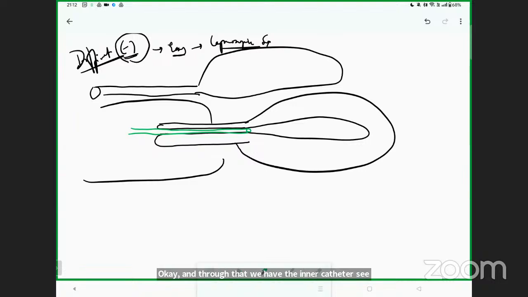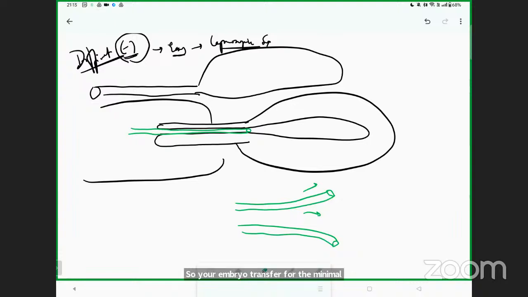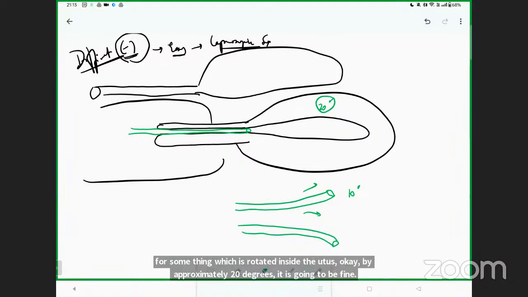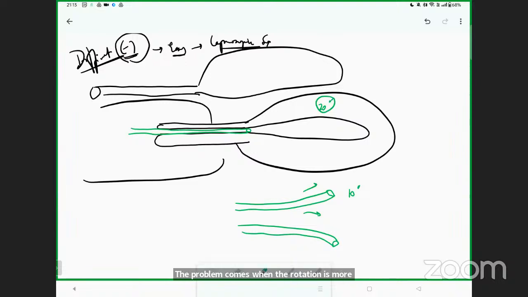What is very, very important is that the outer catheter itself has a little bit of an angle like this. The outer catheter itself has a bulb like this, with an angle pointing anteverted. The reason it points upwards is that in cases of mild retroflexion, you can retrovert the same angle by just rotating the catheter. For embryo transfer, the minimal rotation present inside is going to be approximately 10 degrees. For a uterus rotated by approximately 20 degrees, it is going to be fine. The problem comes when the rotation is more than 20 degrees. This is something you have to keep in mind.